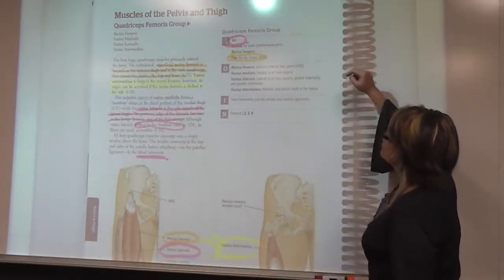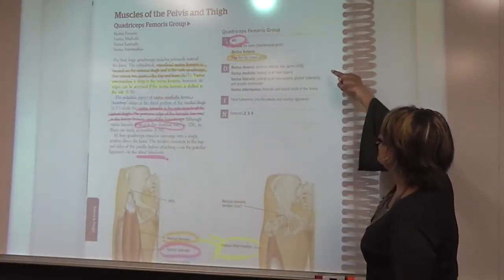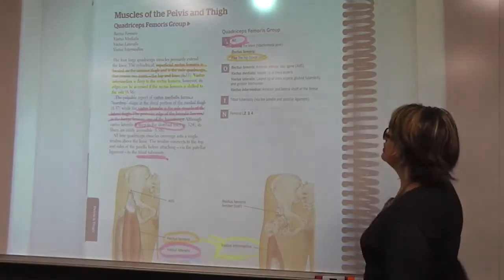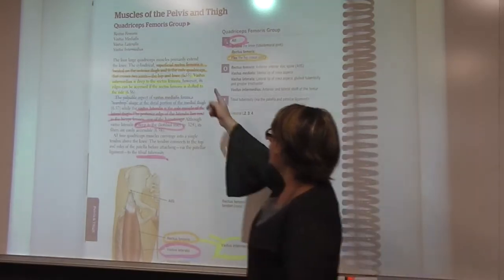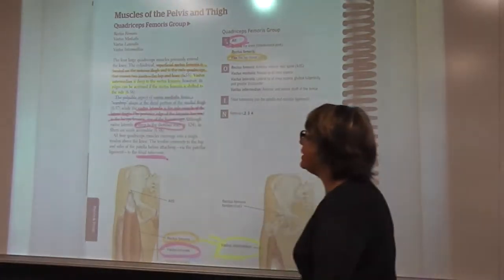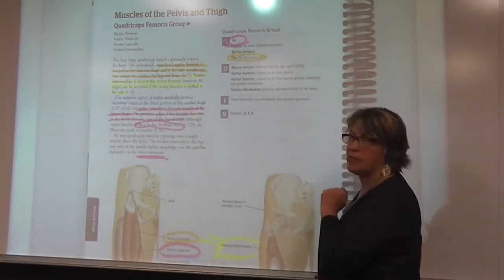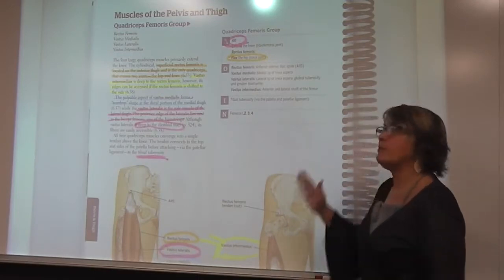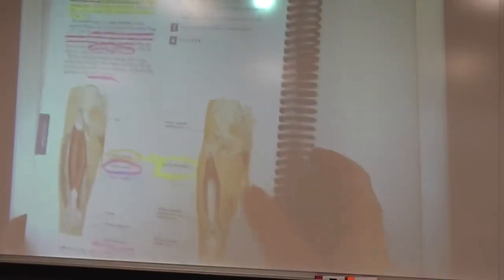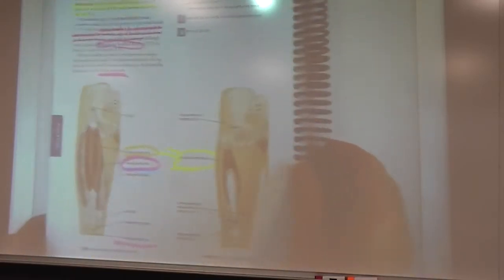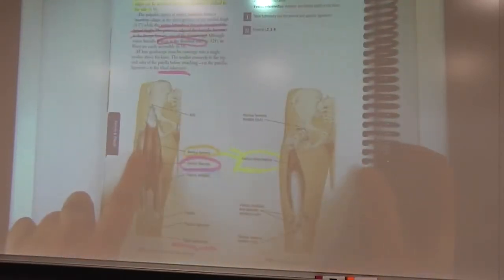Origin and insertion are listed here, so it's the AIIS, or anterior inferior iliac spine. The next one in the paragraph, vastus intermedius, because it is deep to rectus femoris. So when you look at the bottom right-hand picture, it's showing you what vastus intermedius looks like, but it's directly beneath rectus femoris.